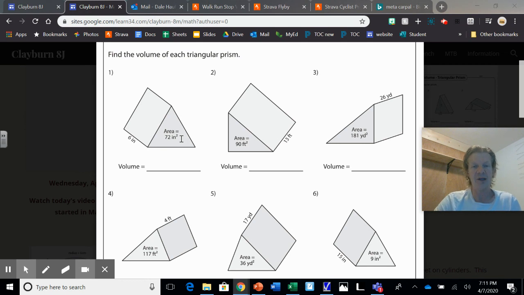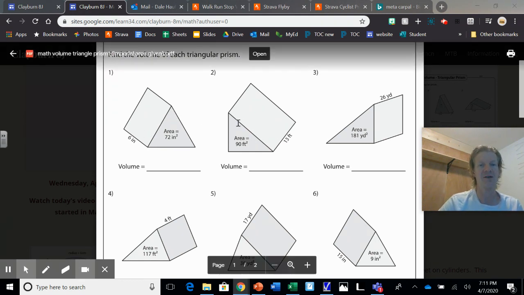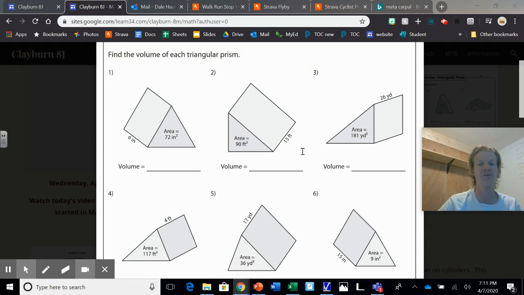I couldn't find a really good one in metric, so I just used this one. And you don't have to calculate the area of the triangle. It's already done for you. Tomorrow, we're going to work on calculating the area of these triangles ourselves, and we've already done that in geometry, and then multiplying by the other dimension. So you're going to take this area, it's already done for you, and multiply by 6. Then you're going to take this area, 90, multiply by 13. And that's all you have to do for these questions.